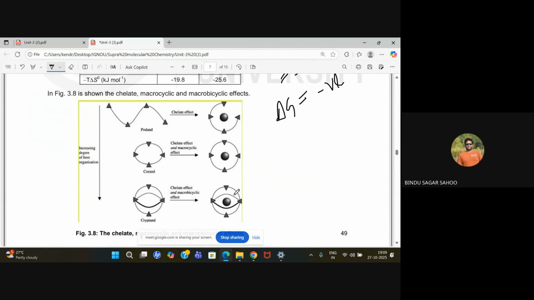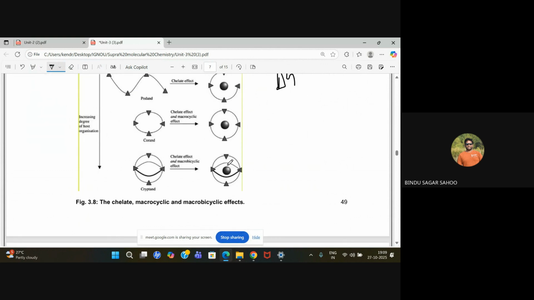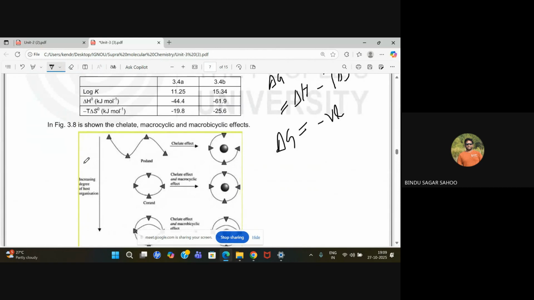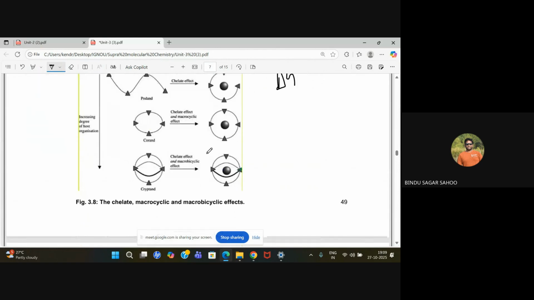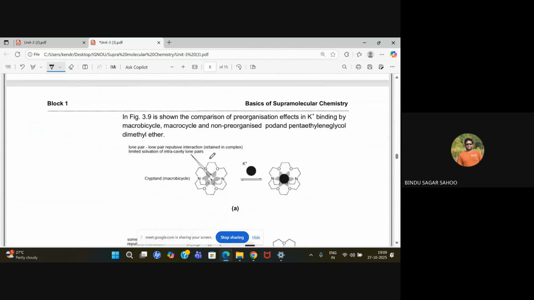So out of these three complexes, you can say the cryptands or macrobicyclics have more stability, thereafter crown ether, thereafter podand. So this is a comparison of these three types of structure. You can also draw it in the exam. If they ask a question, you can simply draw it and show them. And this is an example of another type of cryptand or macrobicyclic complex. We are taking the potassium ion and it will get trapped inside this cryptand.